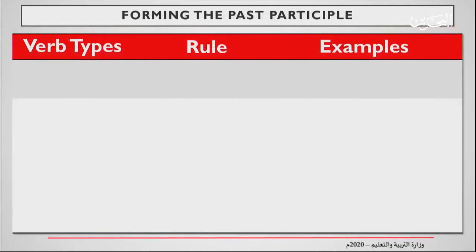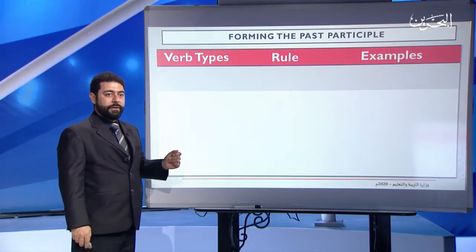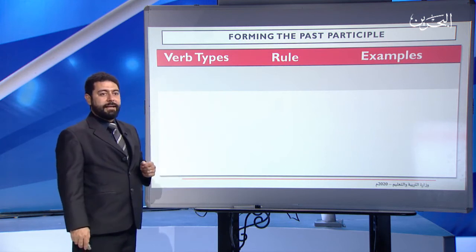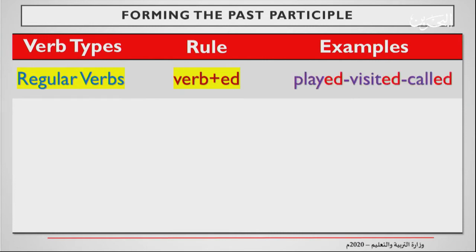All right, forming the past participle. I believe it is very important for you to understand that forming the past participle is essential in building the passive voice. So we have two types. The first type is regular verbs. The rule is simple. You add ed to the verb, like the examples. You say play, you add ed, becomes in the past participle. Played. Visit, visited. Call, called.